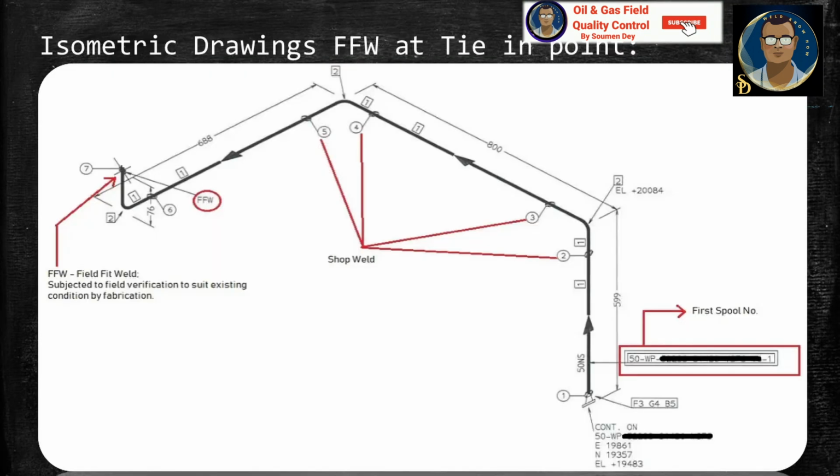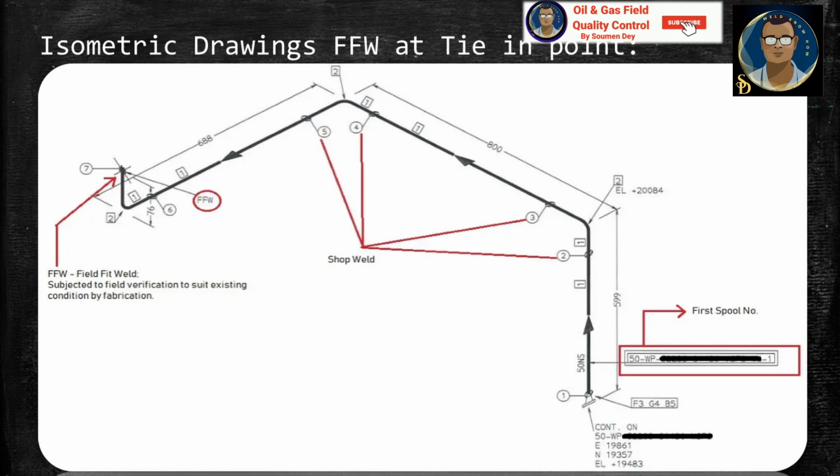Every weld that is assembled between spools and the construction site is termed as field weld or FW. There is one more type of weld, which is known as field fit weld or FFW. Usually FFW will occur at the nozzle of the equipment or tie-in location where the length of the piping cannot be decided before it will be fitted at site. That's why it is called field fit weld. The sketch is well explanatory.